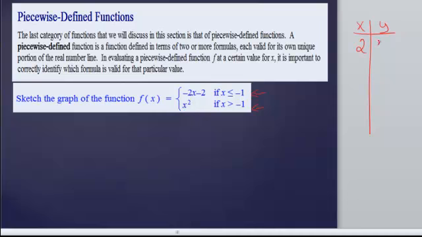2 squared would give us 4. But what if we were to actually put a negative 1 in there? Where's negative 1? It's in this one because of the little equal to bar right there. So we would say negative 2 times this negative 1 minus 2. Negative 2 times negative 1 minus 2. That would be 2 minus 2, which is 0. So at negative 1, we get 0.